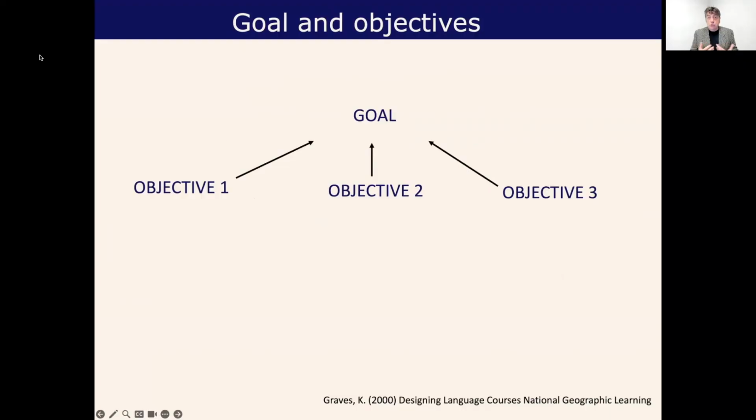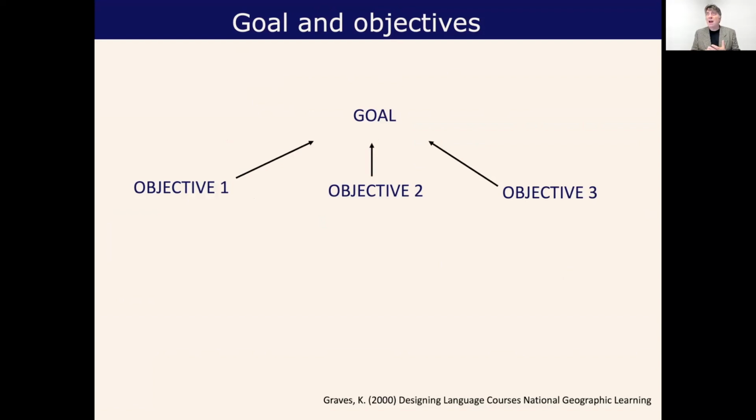Let's get going. So on the screen, you can see something that's based on the work of Kathleen Graves, and you'll see the reference at the bottom of the screen. It's from her book, Designing Language Courses. And for Graves, she says, when we plan a lesson or we write a set of materials, we want to come up with one clear goal and then three objectives.